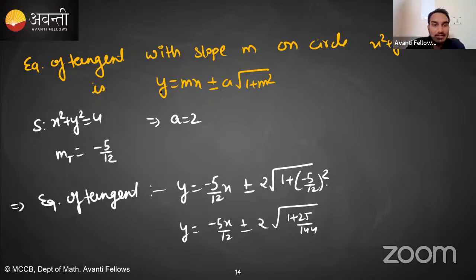Then directly we can write the equation of tangent of slope m, y is equal to mx plus minus a times under root a plus minus a times under root 1 plus m square.